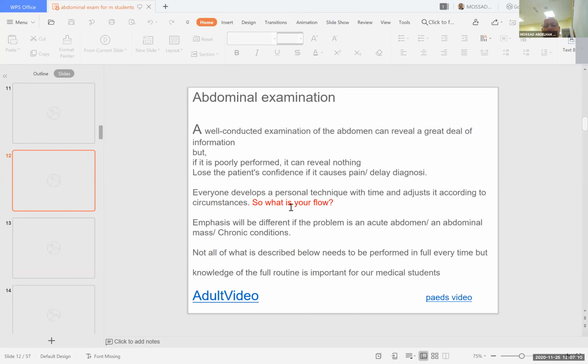You can open the videos here, one for adult and one for pediatric abdominal examination. They are very good, and the link is in the last slide.